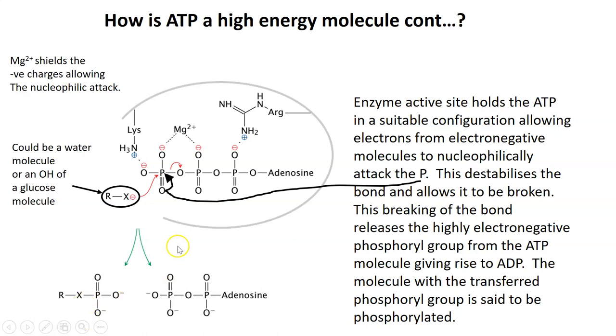So this is what you're left with then. You're left with the sugar molecule, which is phosphorylated. And through this phosphorylation, the sugar molecule becomes destabilized, and that can then undergo further oxidation. As far as the ATP is concerned, one of the phosphates has come off, so you're left with two phosphates now. So you're left with adenosine diphosphate.